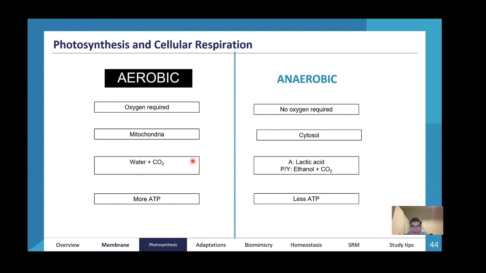For anaerobic respiration, no oxygen is required, as we showed before. Glycolysis can occur in the cytoplasm, or the cytosol, because the cytoplasm is the cytosol plus the organelles. And with anaerobic respiration, the products are lactic acid for animals, ethanol and carbon dioxide for plants. And it results in significantly less ATP.